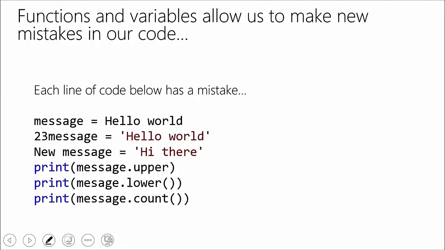Cool. So I've got good news and I've got bad news. The good news is functions are very powerful and can help us out. The bad news is they give us new opportunities to make mistakes. You are going to notice that each little line there has a mistake. Let's kick through them quickly. With hello world, what is it? I think you're missing quotes around the string hello world. There you go. With the next one? The variable name 23 message is not valid. We cannot start a variable name with a number. And on the next one? I think that's intended to be a single variable called new message. There you go. You can't have a space in your variable name.